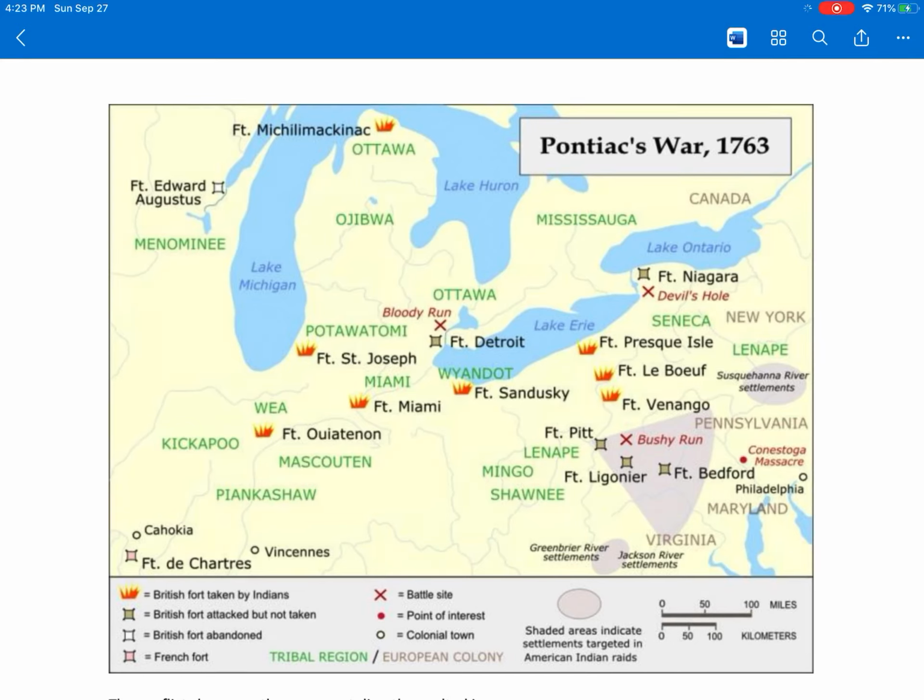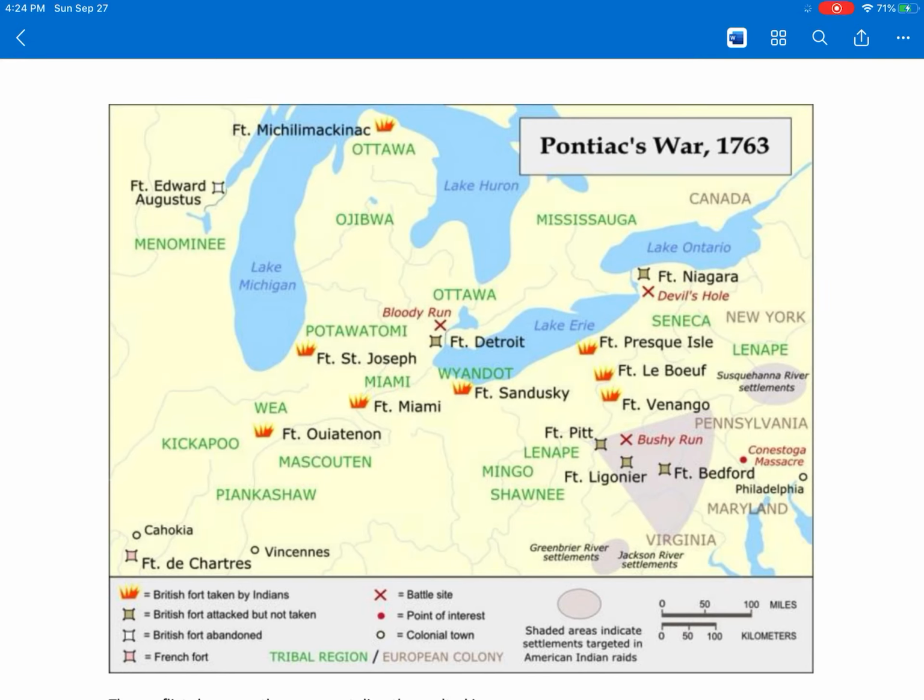Now, Pontiac's Rebellion can't really be attributed to Chief Pontiac himself, but he is this Ottawa chief, and basically lots of different tribes are going against British colonies. So you can see the fire there, the British fort taken by Indians, British fort attacked but not taken, a British fort abandoned, a French fort. The French are still in these areas, even though after the Paris Peace Treaty, the French had to leave some of these areas.